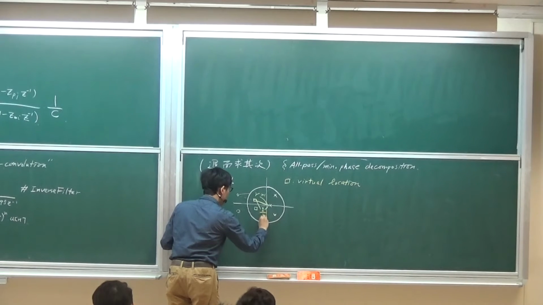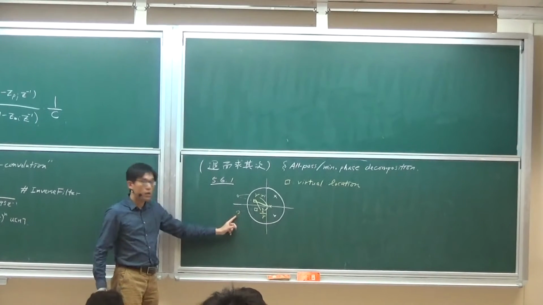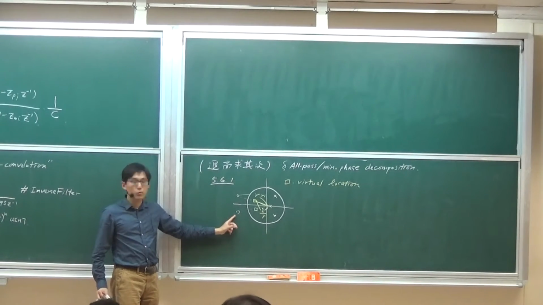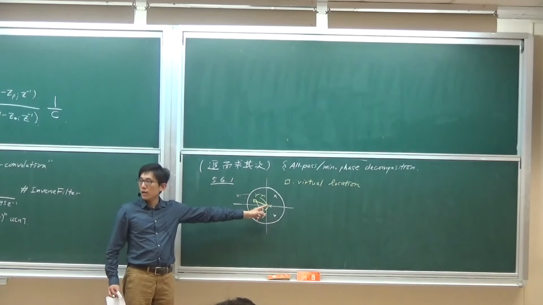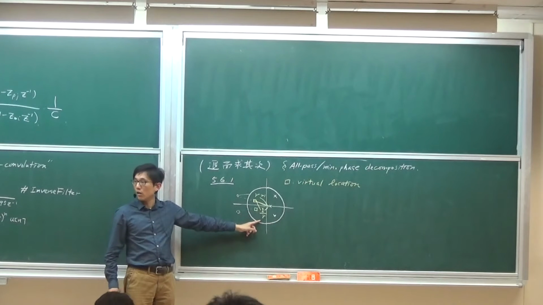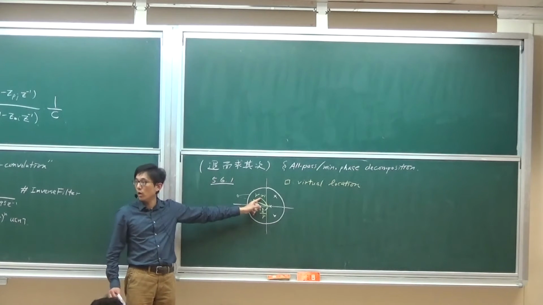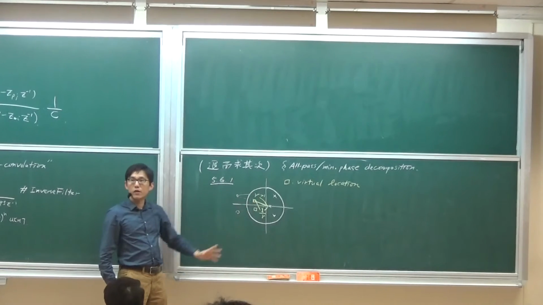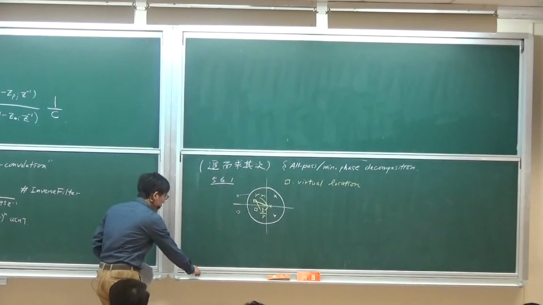Similarly for that other zero. For every zero, draw a straight line to the origin and place a virtual location at distance 1 over r, where in this case we have r greater than 1. Any questions so far? That's how we define the virtual location. And I promise we'll do something with the virtual locations.